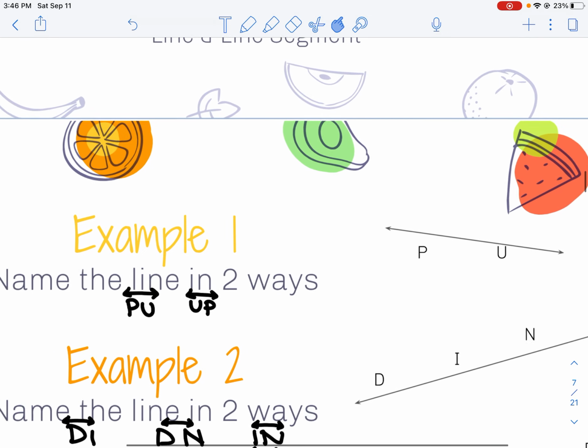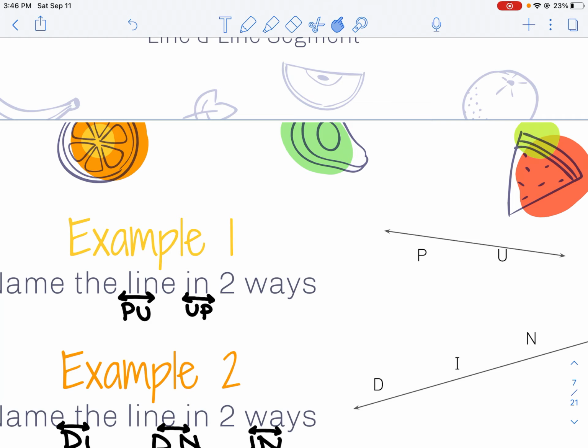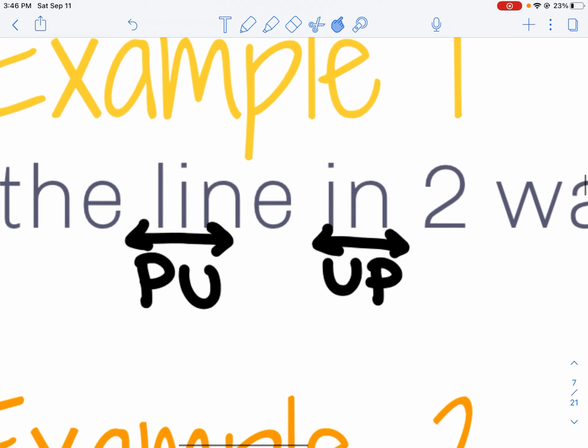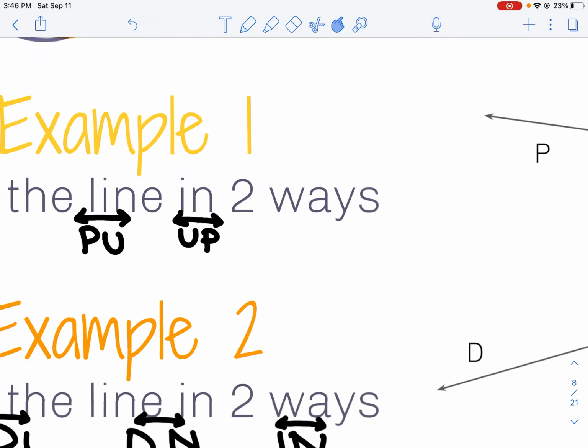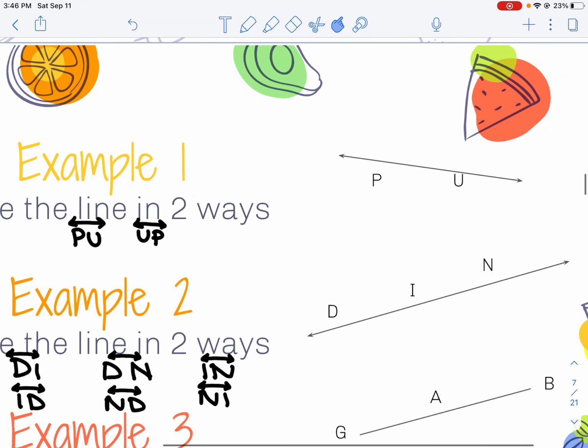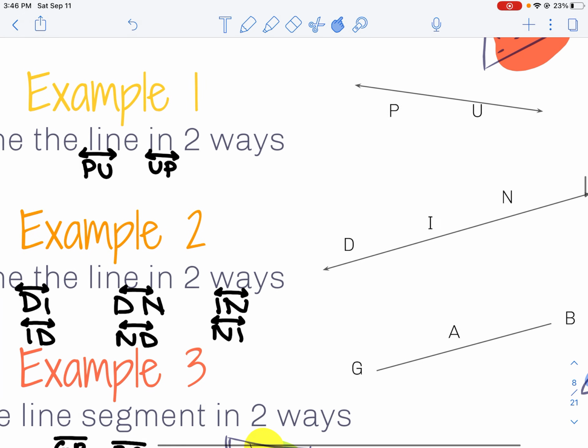Looking at our examples, that very first line, I have P and U on my line. I can name it as line PU with the little baby line up above. Notice I included the arrows to show it goes on forever. Or I can do UP, if I flip those points. Those are the only 2 points on that line though, so I have to use those 2 letters.